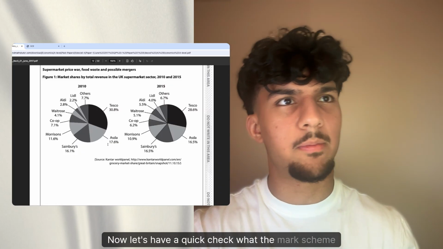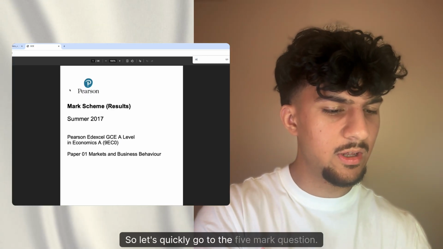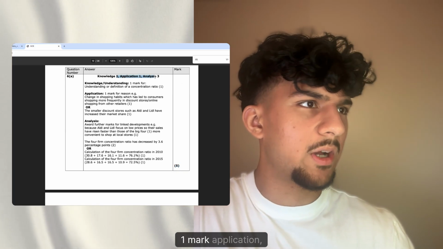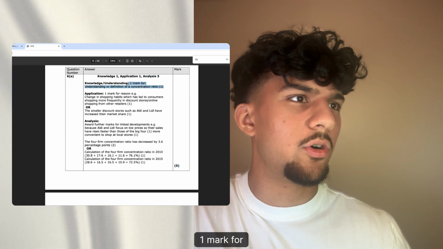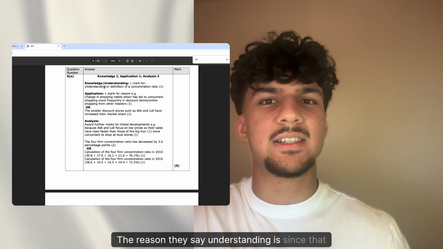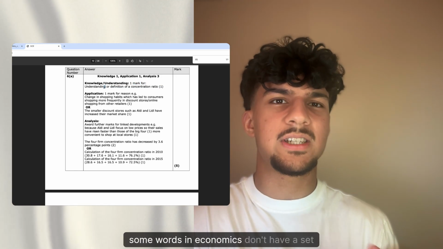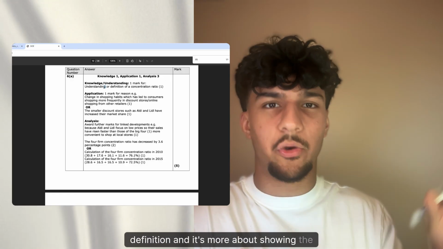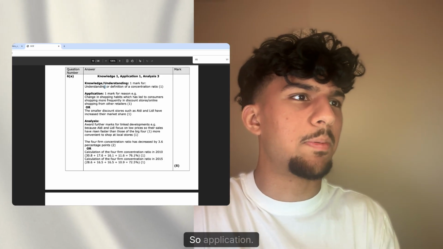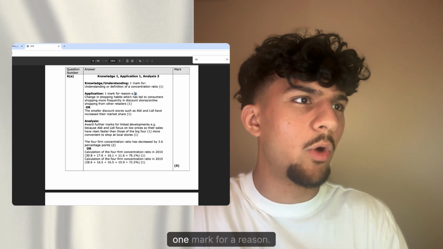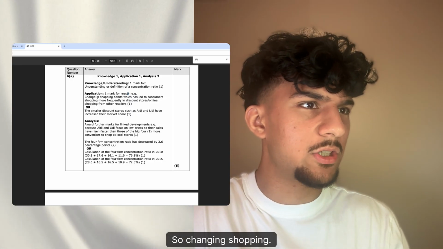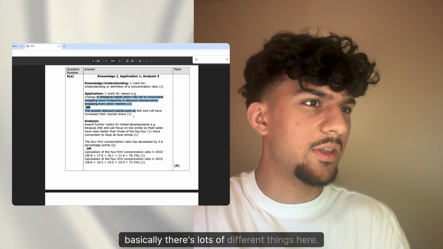Now let's have a quick check at what the mark scheme is saying. So let's quickly go to the 5 mark question. Like I was mentioning earlier, 1 mark for knowledge, 1 mark for application, 3 marks for analysis. 1 mark is for definition and understanding of concentration ratio. The reason they say understanding is that some words in economics don't have a set definition, and it's more about showing the examiner you understand how it's used, and you'd pick up the knowledge mark there. Application, like I said, is 1 mark for a reason: any bit of application that backs up your point, such as changing shopping habits. There's lots of different things here.